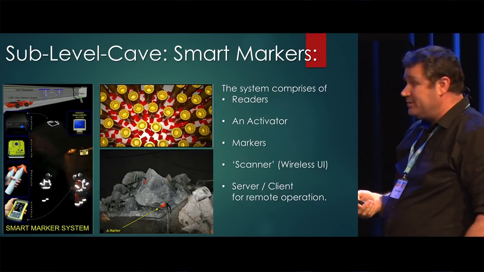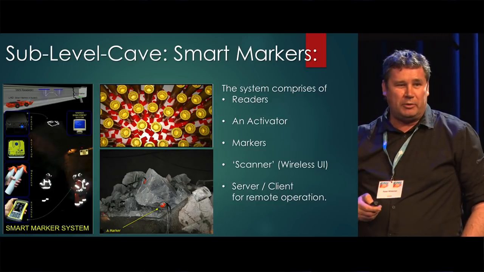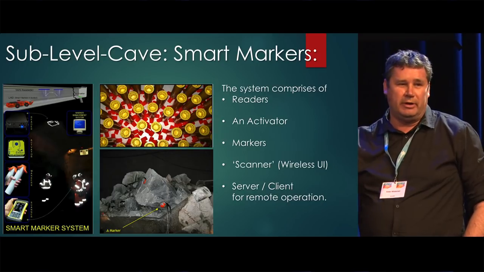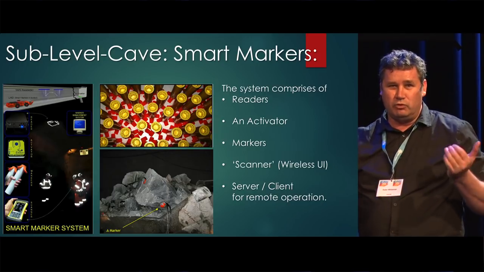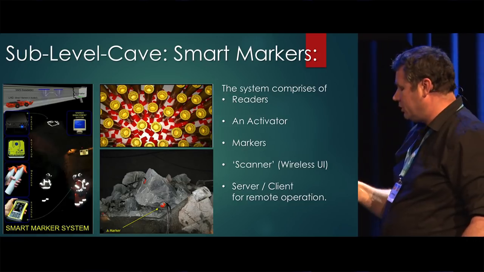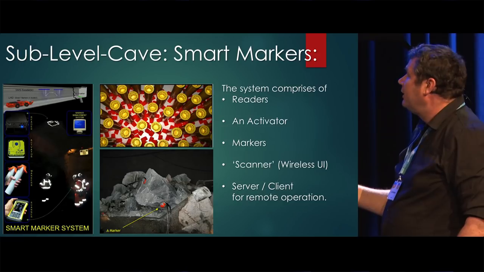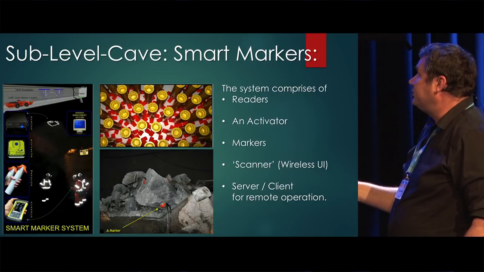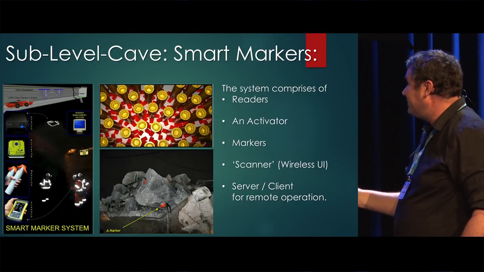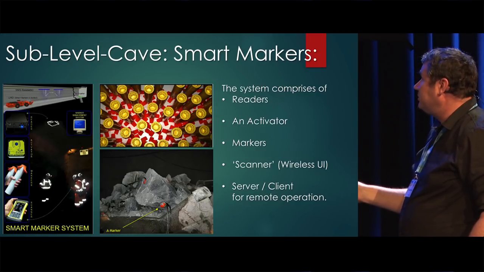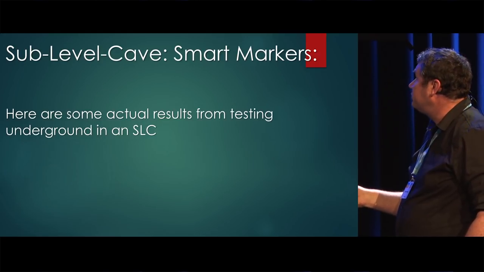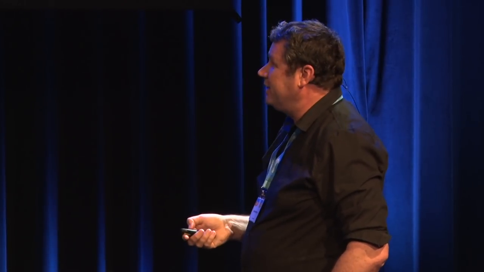Again, this hasn't been done before, so it's kind of like primary research. What's actually going on in that rock volume when you draw thousands of tons worth of rock? The smart marker itself is actually part of a system, and there's, of course, readers, and everything's hooked up to the network so we can upload the data. Here's actually a device embedded in a rock that worked. It transmitted its ID out, and we could tell that we extracted it. So here are some actual results from some of our first testing in 2008, 2009.